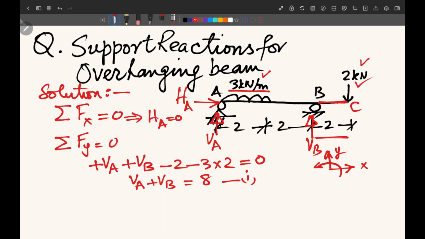Now we can take the third equation, which is sigma M equal to 0. In that case, we take the moment about point A. That will be easy for you because these two forces HA and VA are acting at point A.